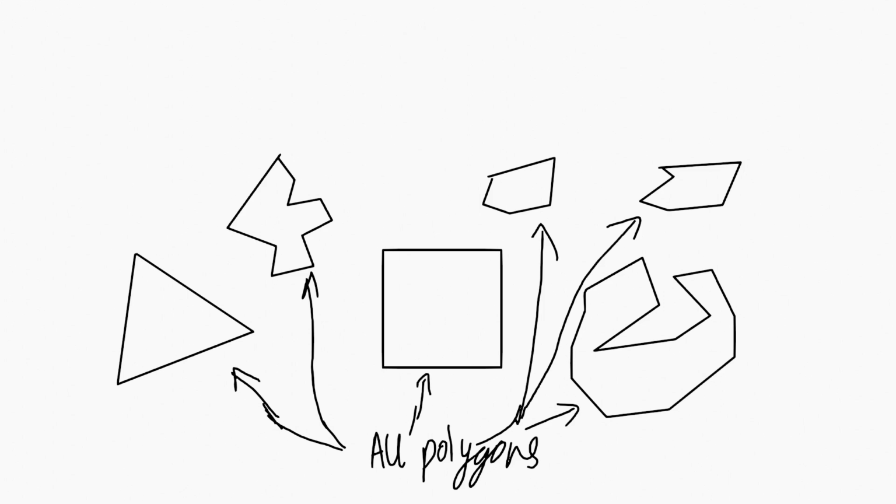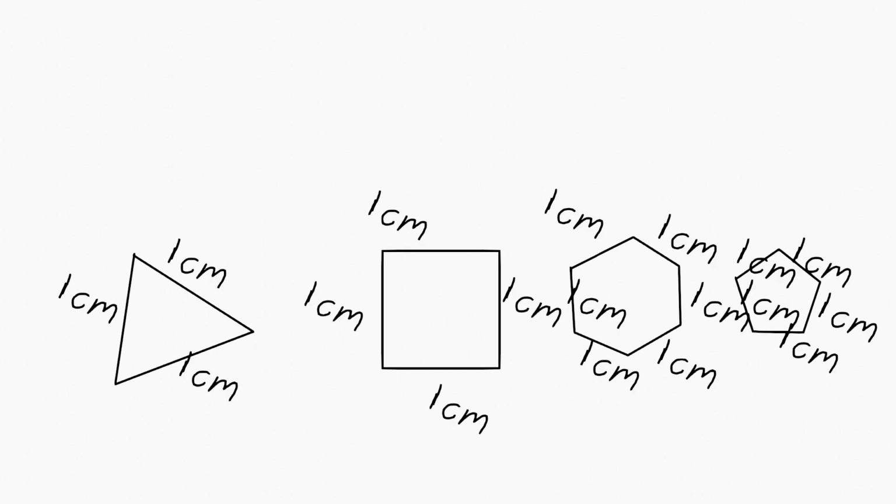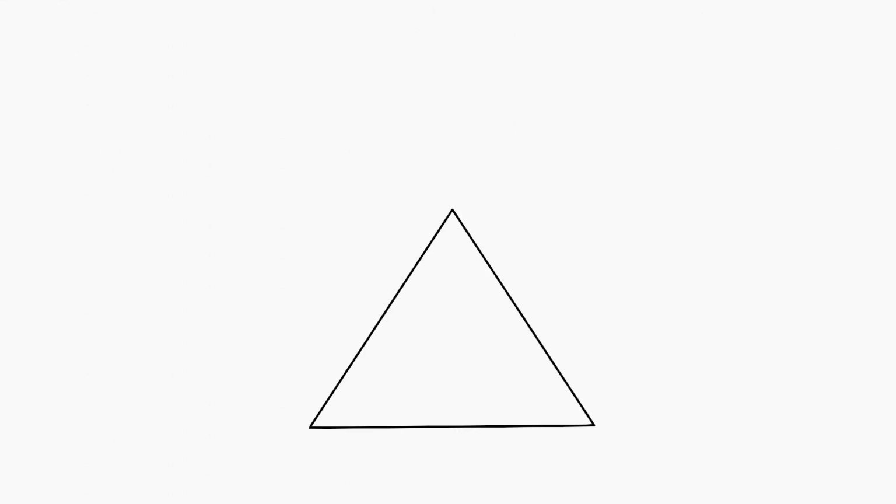A polygon is anything made up of straight lines. Regular polygons have equal sides. Four-sided ones are called quadrilaterals and three-sided are called triangles.